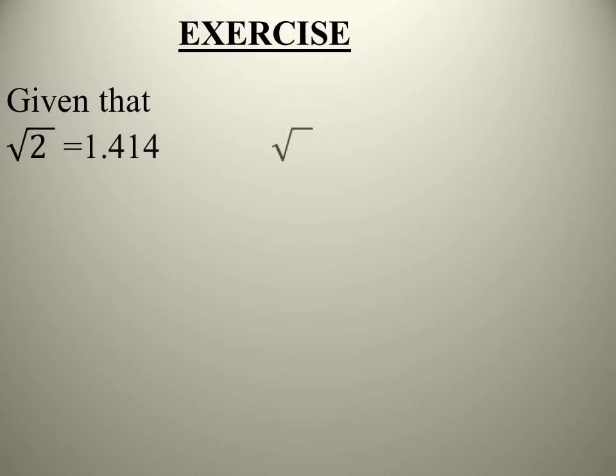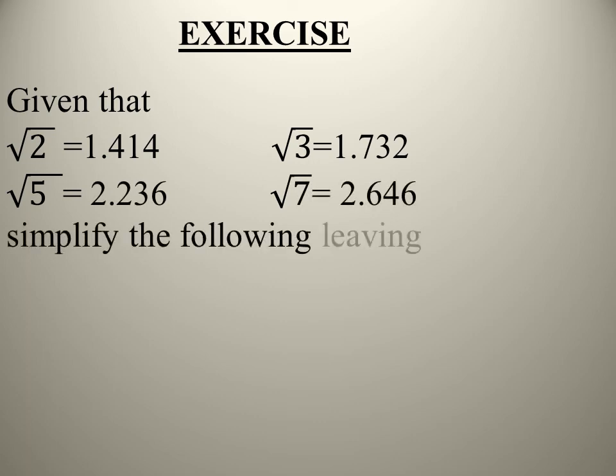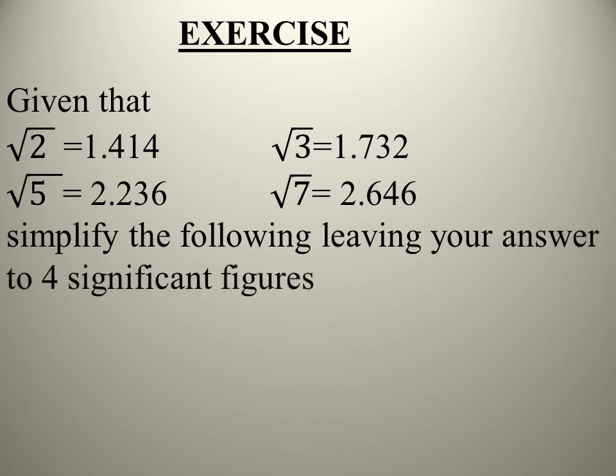Let's try this exercise. Given that root 2 is equal to 1.414, root 3 equals 1.732, root 5 equals 2.236, root 7 equals 2.646. Simplify the following, leaving your answer to 4 significant figures. a. Root 20. b. Root 300. c. Root 112.